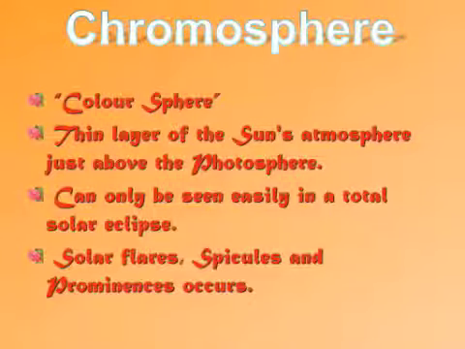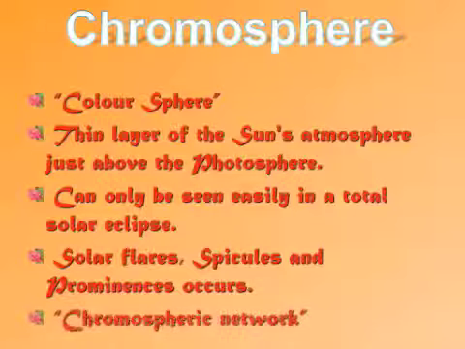The solar flares, spicules, and the prominences occur in the chromosphere. These three are phenomenal occurrences that can happen to the sun. And the chromosphere has this network called the chromospheric network. This network makes up a web pattern of magnetic field lines around the sun.